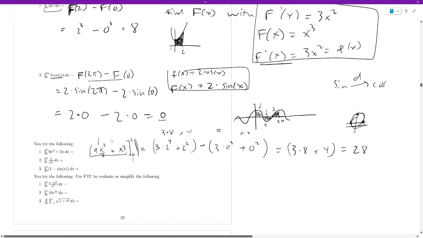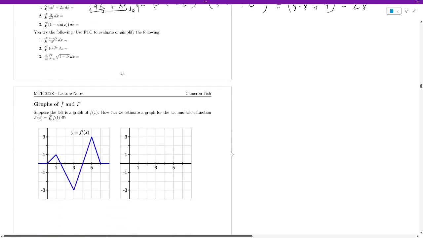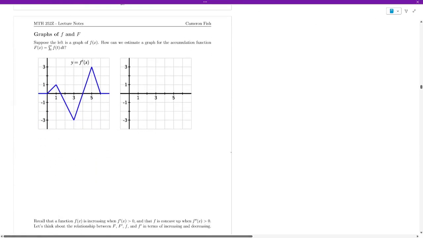Okay, so for the last section, this is kind of getting to the 5.1 material. I probably should label this 5.1, sorry. So we now have this accumulation function. I want to think about graphing this accumulation function and what it has to do with little f. This is a little bit tricky, but let's take a look at this graph on the left.